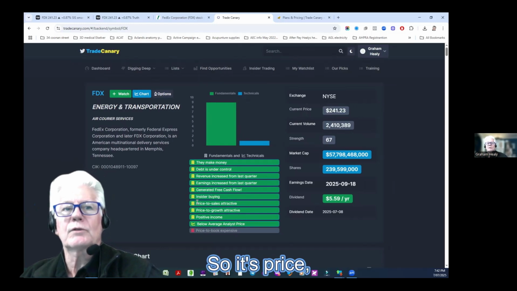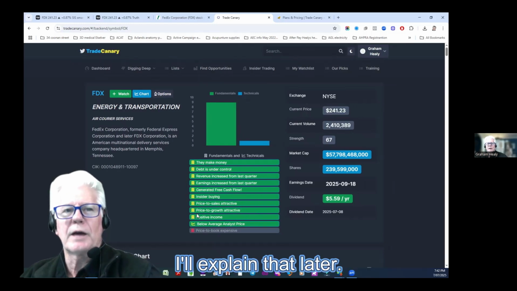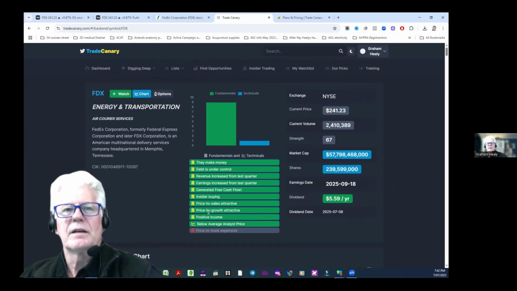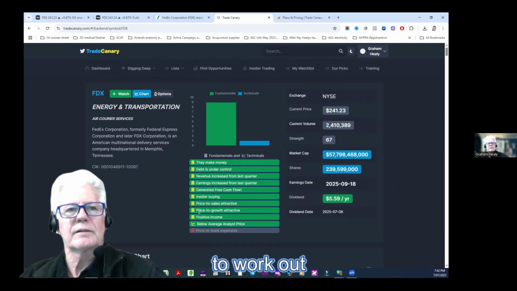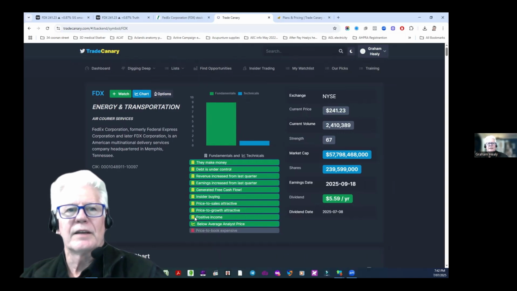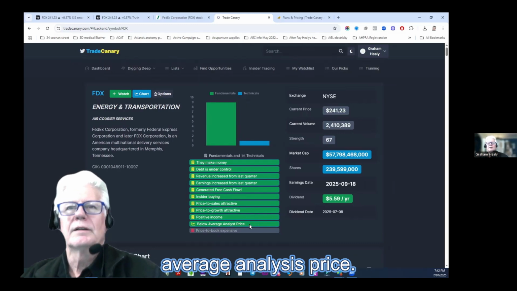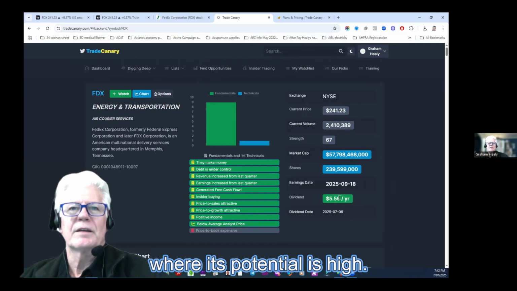So it's the actual stock market price to the sales price. There are certain ratios there. I'll explain that later. Price to growth is attractive. So there's a ratio that's used to work out the current price to the growth potential. And then it's got positive income, below average analyst price. So in other words, it's sitting down low where its potential is high.